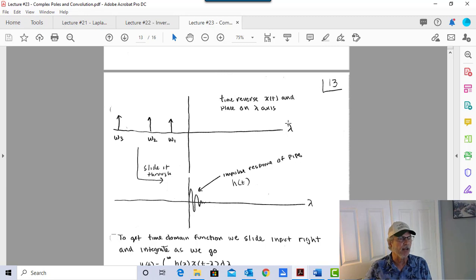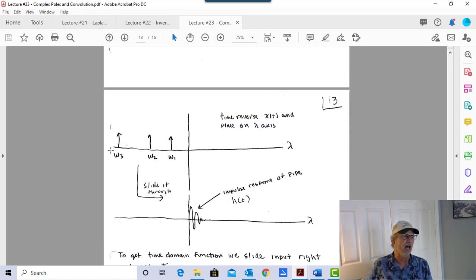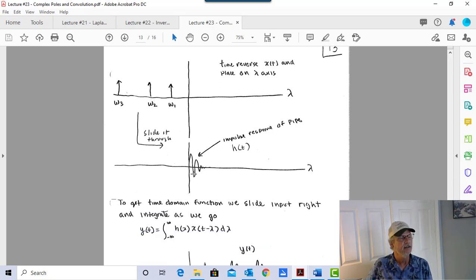So now I'm on the lambda axis. I'm going to slide my whacks through. Okay, so you notice here, time started, bang. The starting gun goes bang, and then whack 1, whack 2, whack 3. So here, as I slide these through, nothing is going to happen until this whack hits my impulse response. So both of these are on the lambda axis. Here's the impulse response. It sits still on the lambda axis, but I'm going to slide my whacks through.